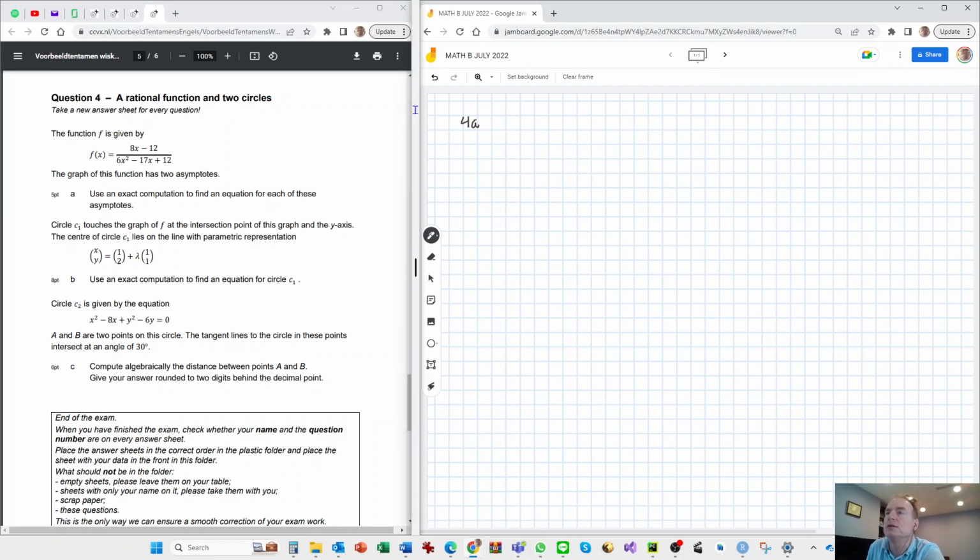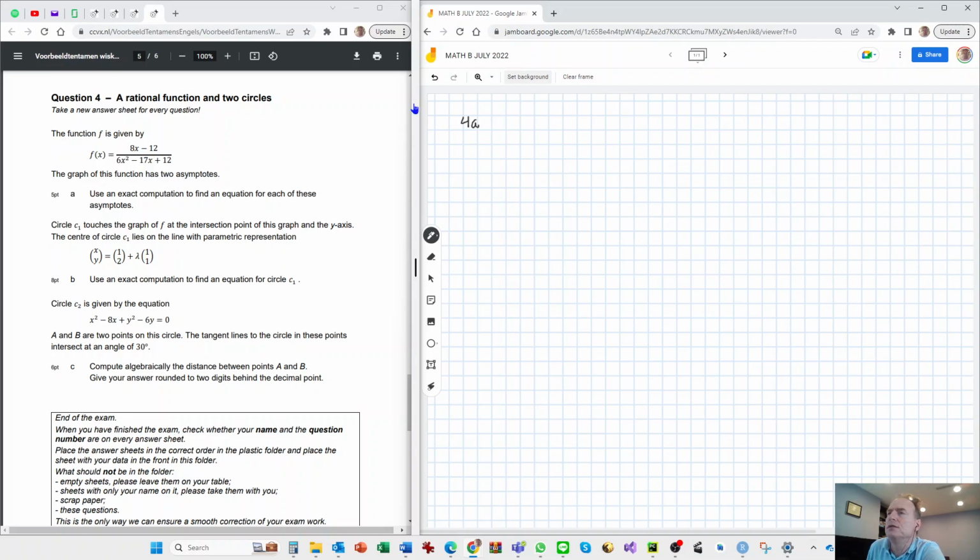We have the function, and they state that it has two asymptotes. Use an exact computation to find an equation for each of these asymptotes. Well, one thing we would want to look at is what happens when x goes to positive or negative infinity. The way to do this is to divide by the highest degree in either the denominator or numerator, and then check its behavior.